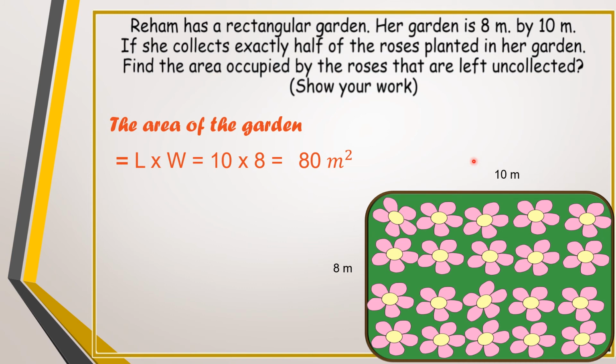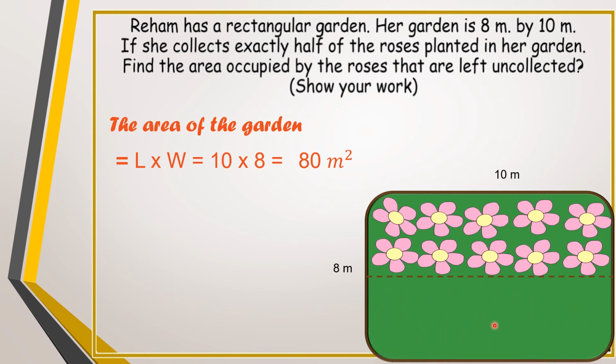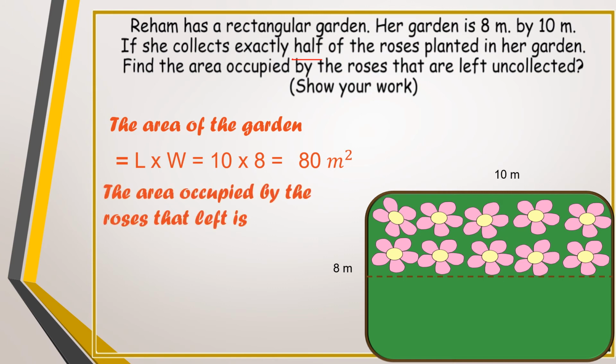Okay, now I have the area of all the garden, but I want only the area that is occupied by the roses that are left. So she has only half of this, so these are the roses left. I want only this area. So this means that I want half of the area. I want only the half of the area.